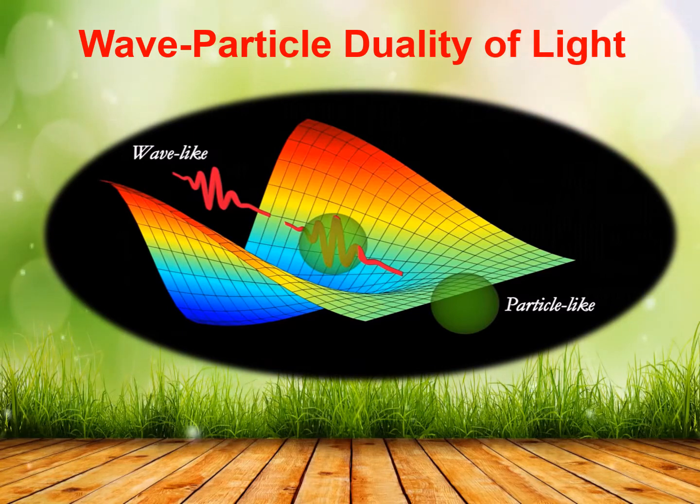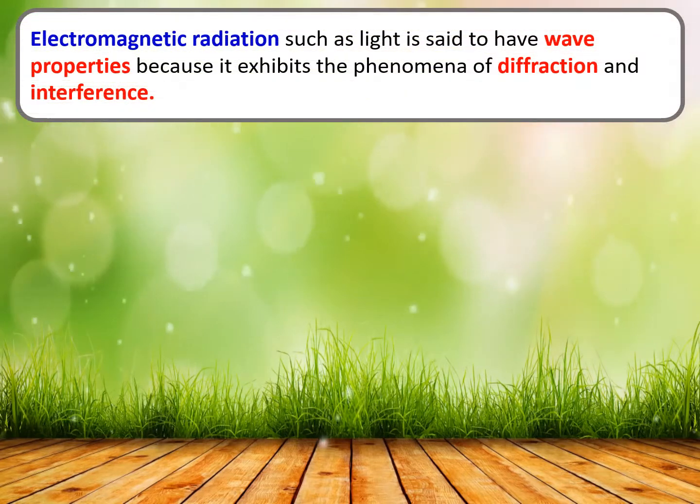Is light wave or particles? According to the wave-particle duality, light possesses both wave and particle properties. From the previous lesson, we know that electromagnetic radiation such as light is said to have wave properties because it exhibits the phenomena of diffraction and interference.